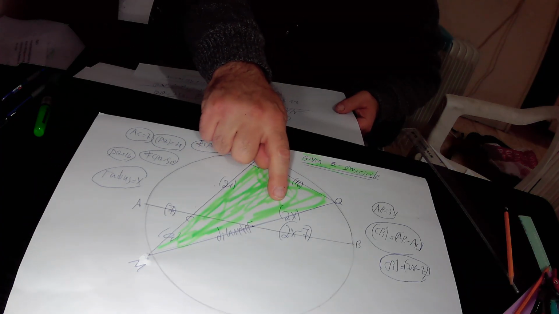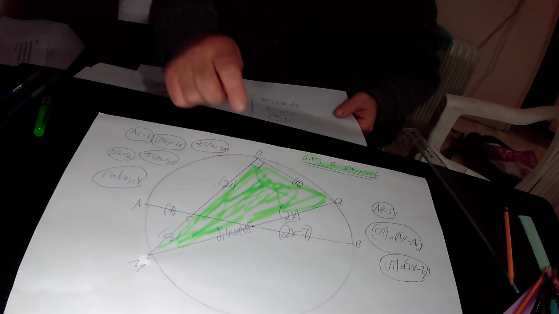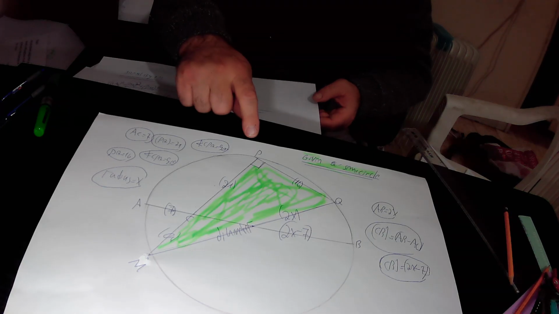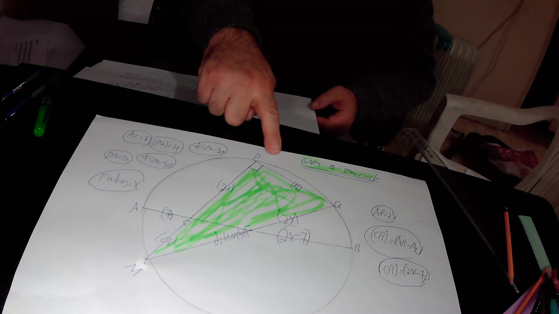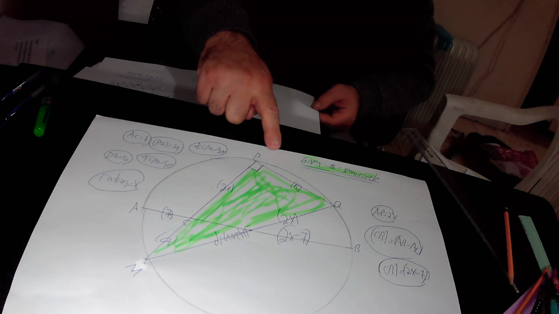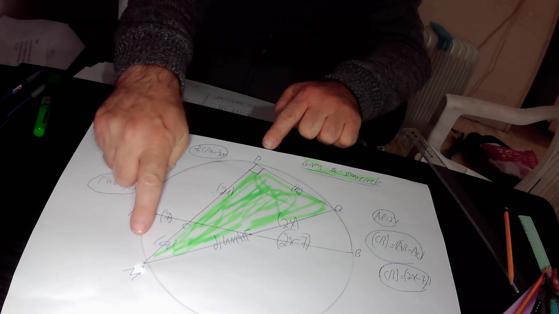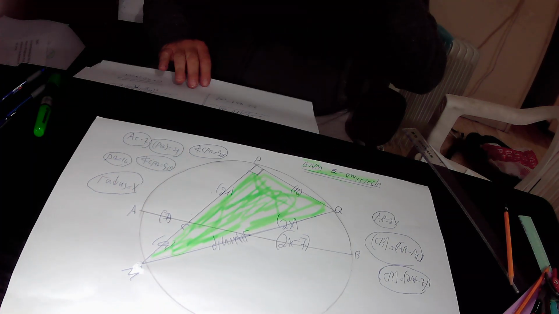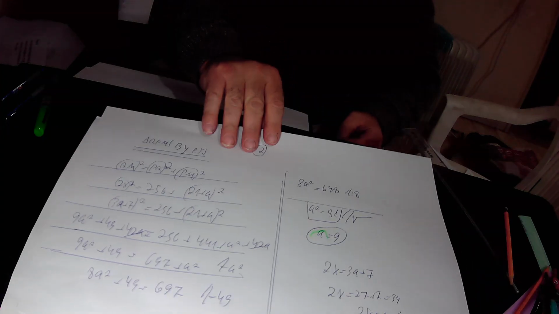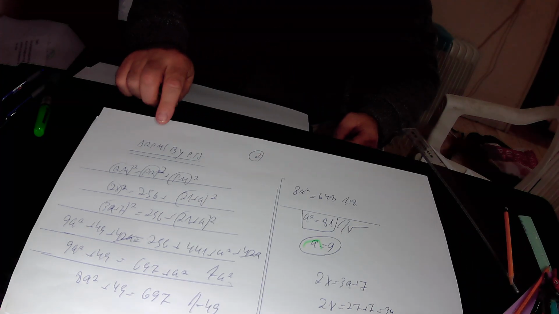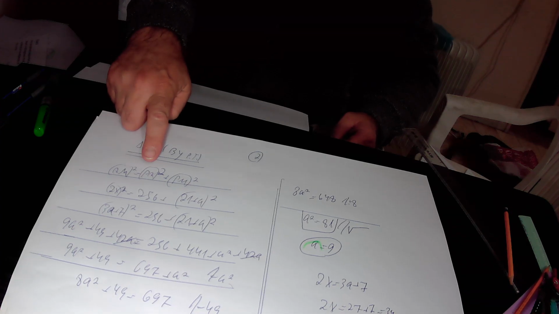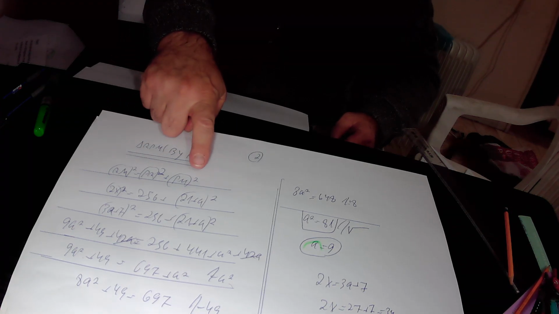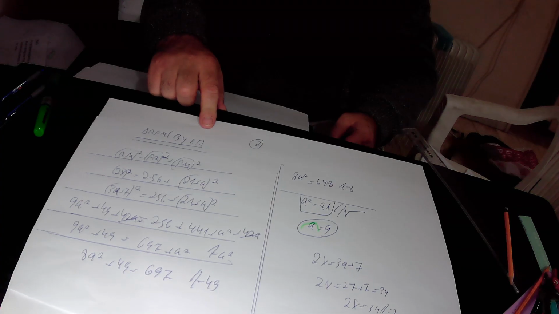QM is 2x, therefore QM squared is (2x) squared, and this equals PQ squared. PQ is 16, therefore PQ squared is 16 squared, that is 256, plus PM squared. PM is 21 plus 8, therefore PM squared is (21 plus 8) squared. So in total, according to the Pythagoras theorem, in the right triangle QPM, (2x) squared equals 256 plus (21 plus 8) squared.